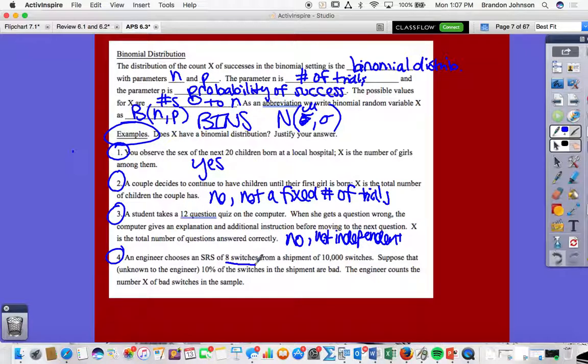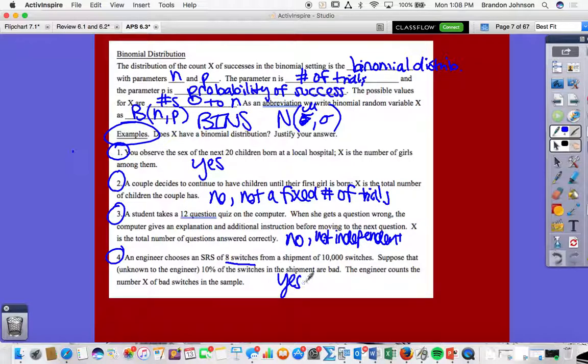How many trials did I take out of this? 8, correct? Because an engineer chooses a simple random sample of 8 switches. Very similar to if I had 1,000 starbursts and I selected 7 starbursts. That would be very similar to what we just did. Does that make sense? Yes. So we would say that this was yes.